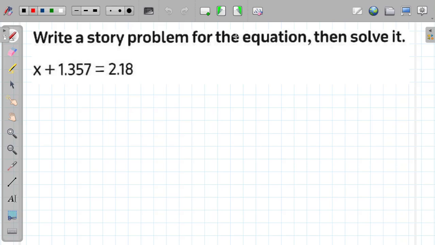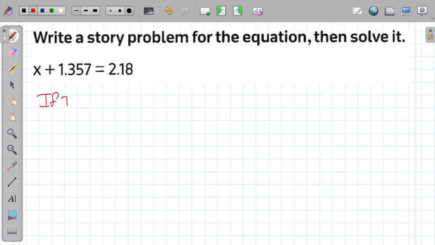Okay, maybe I will use a smart way to write a story problem without any imagination or telling stories. So I have here x plus 1.357 equals 2.18. So what about we say that the total of two numbers is 2.18 and one of them is 1.357. What is the other number? So I can write it like this.